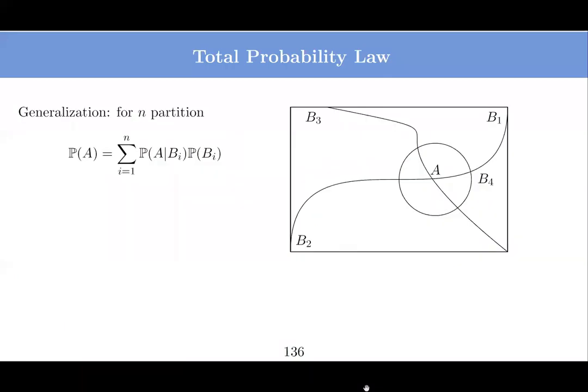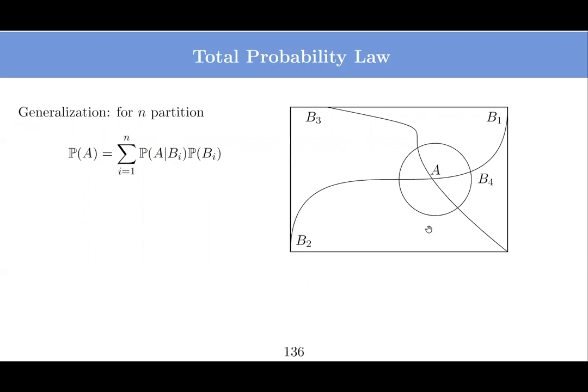The total probability law can also be extended for a general partition. Suppose there is an n-partition, where you are dividing omega into B1, B2, up to Bn. Then the probability of A would be given by the sum over all partitions of probability of Bi times probability of A given Bi. So this denotes the probability of A intersection Bi.